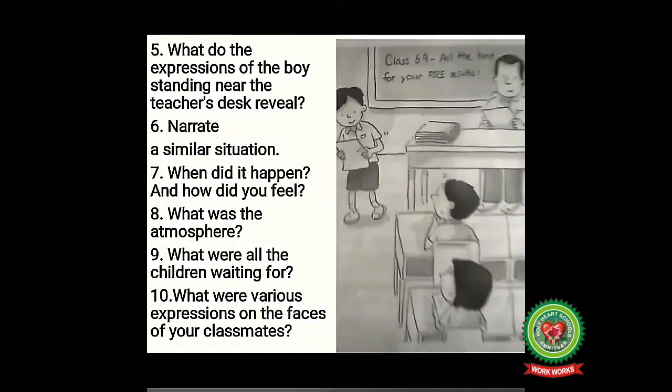Okay, let's move on to the next question, that is, what do the expressions of the boy standing near the teacher's desk reveal? And the answer is, the boy standing near the teacher's desk looks happy. Possibly, he has scored good marks in the terminal exams. Okay, let's move on to the next question, that is, narrate a similar situation.